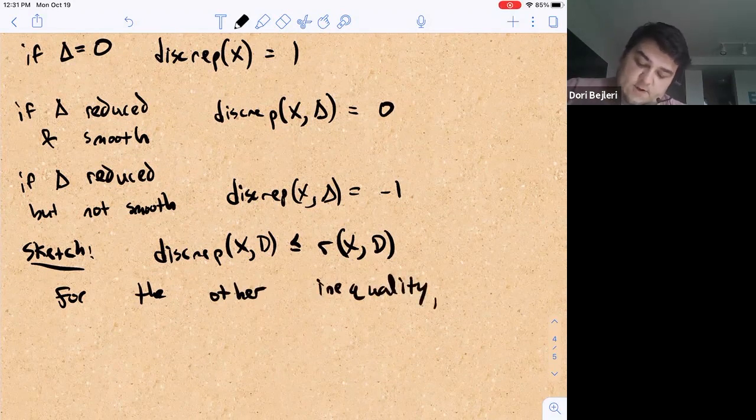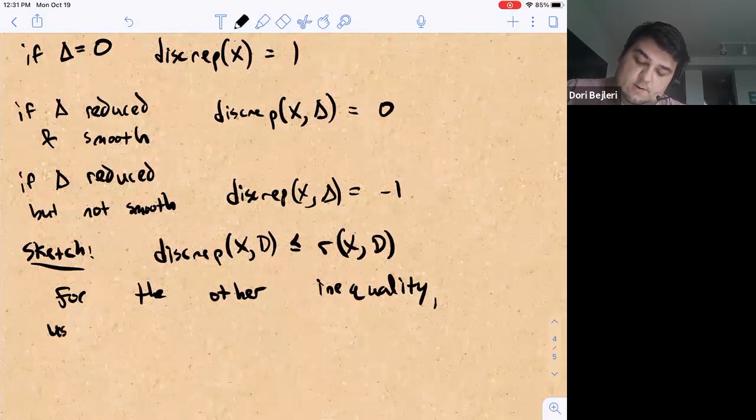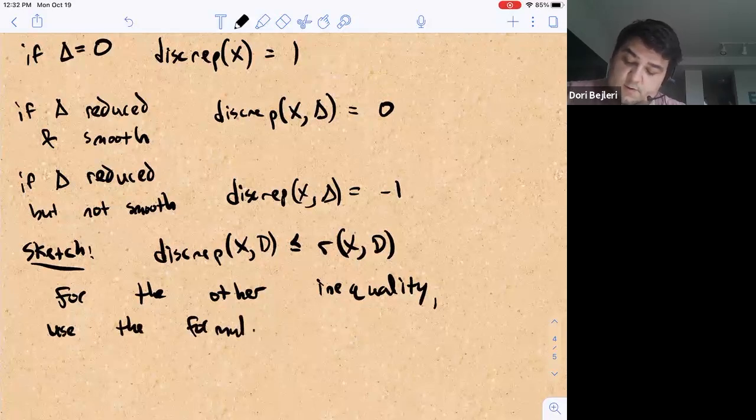we need 2 facts. One, we'll use the formula for blowups. This is the only place that really appears.